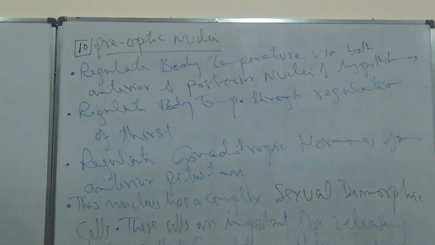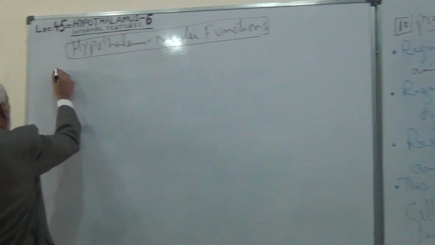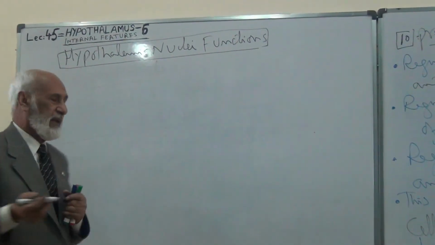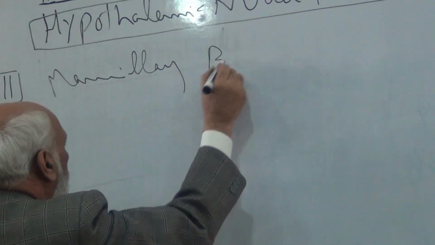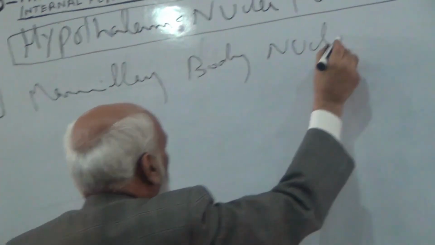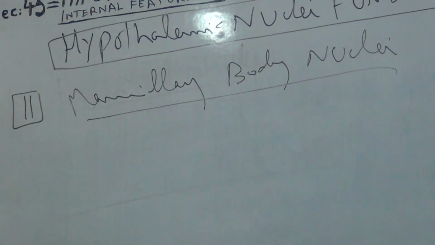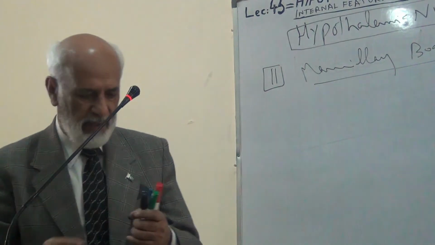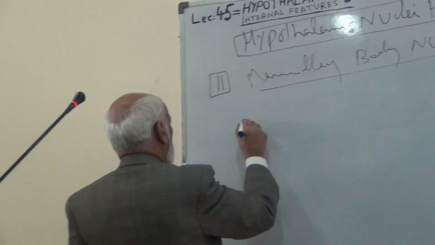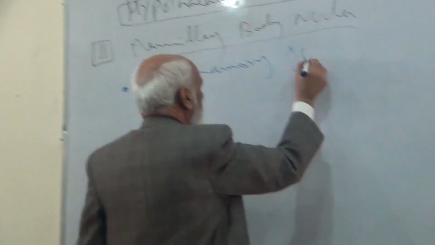Next, number 11. Nuclei of the mammillary bodies. You know, there are two mammillary bodies. In each mammillary body there is a medial nucleus and a lateral nucleus. The medial nucleus is larger. Now the function of these mammillary nuclei is memory formation.